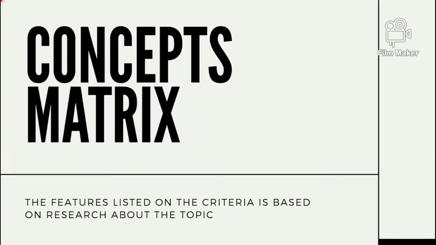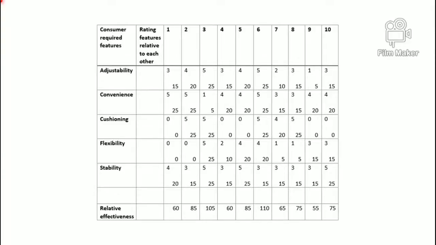A concepts matrix is used to compare all those 10 concepts. All of these consumer required features are based on research on how to create a proper tree prop. Adjustability, convenience, cushioning, flexibility, stability, all of those are needed.